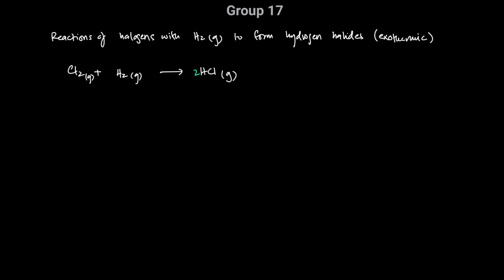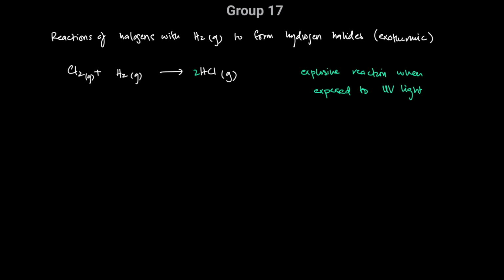So this is an explosive reaction when the reactants are exposed to UV light. Just in the presence of light, chlorine will react with hydrogen in an explosive manner. It will be highly exothermic when chlorine and hydrogen are exposed to UV light.